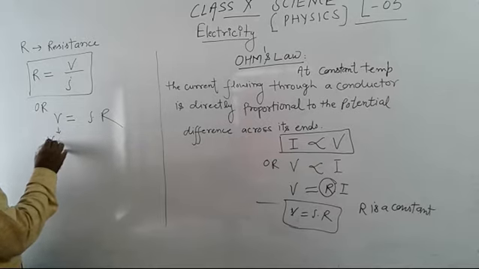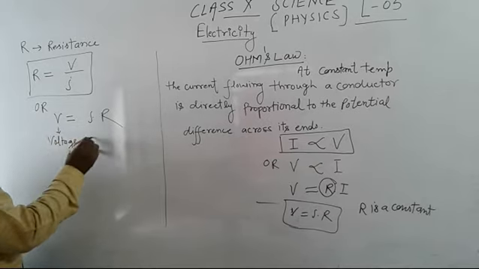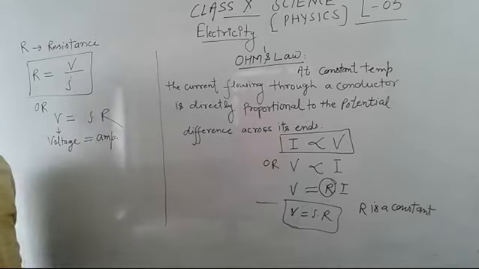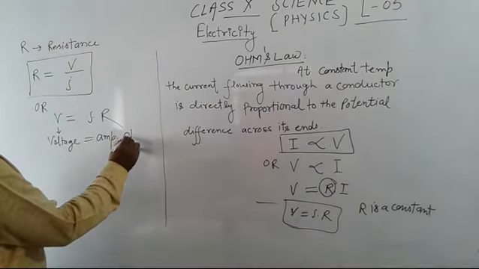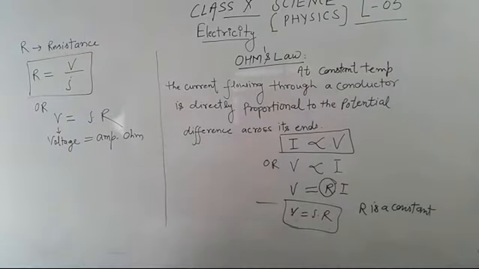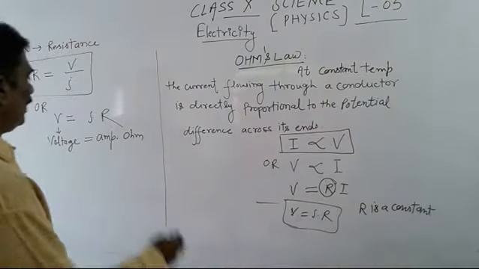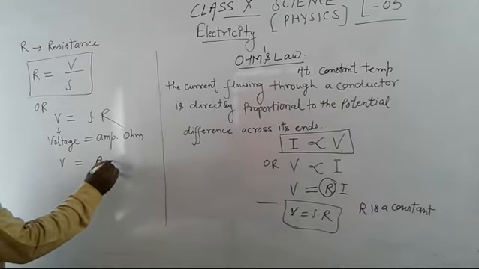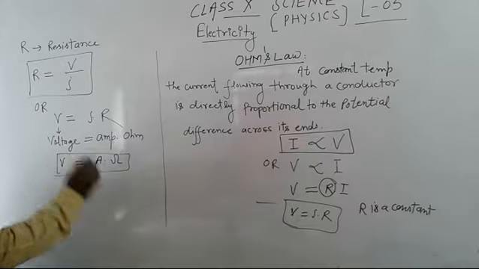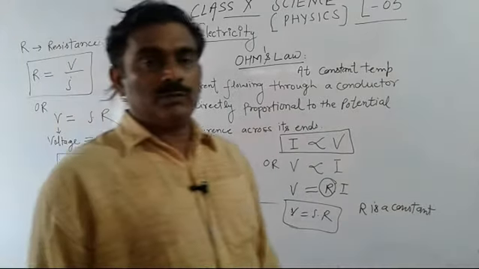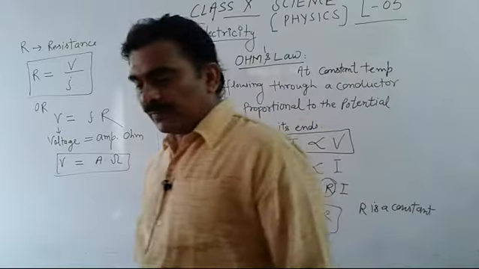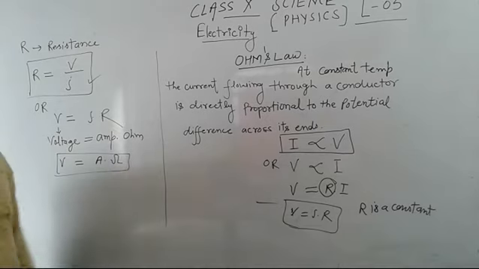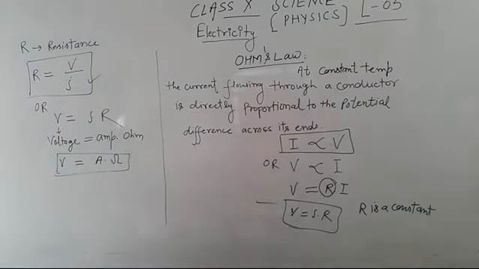V is called voltage, I is called current, that is ampere, and R is called ohm. The unit of resistance is called ohm. The symbol of ohm is omega, so V is equal to A into omega. This is the symbol of resistance. So we can have the value of resistance. R means electric resistance.